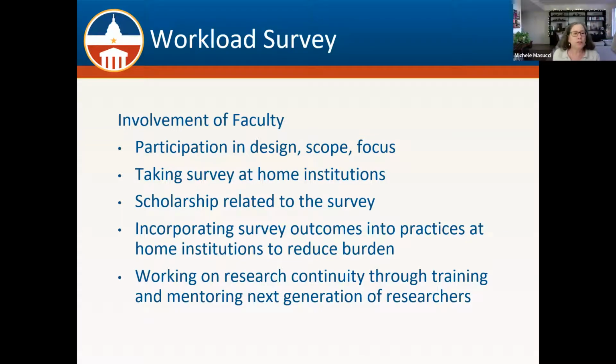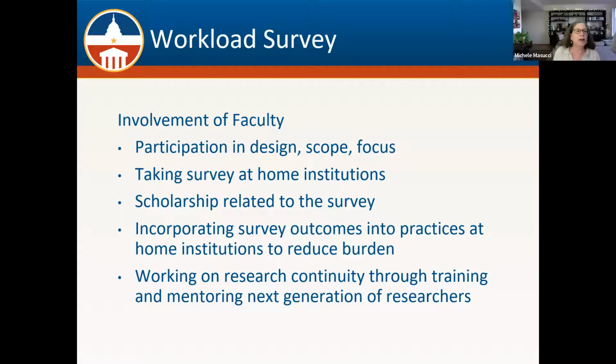A fourth way that faculty can be involved is to help translate some of the things that we learn from the survey into practices at home institutions, sometimes working in partnership with your administrative rep, sometimes through your own advocacy through faculty networks, so that we get the word out about the outcomes of the survey. That is the central function for the FDP.